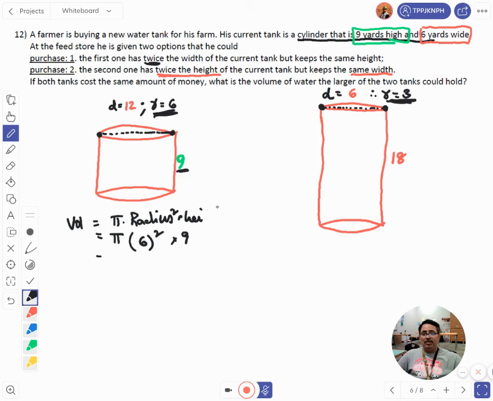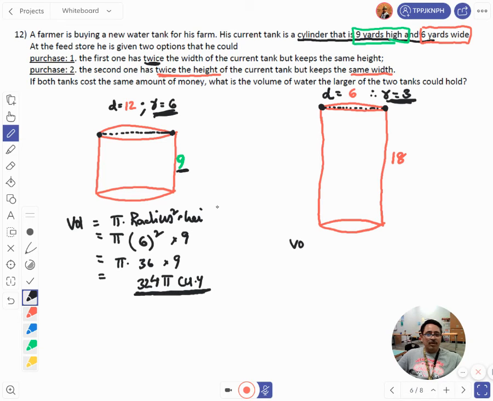Then 6 square gives me 36 times 9 times pi. Therefore, 9 6s are 54, 9 3s are 27, 27 plus 5, 32. My bad, it is 32. So 324 pi cubic yards. This is the volume of the first one.